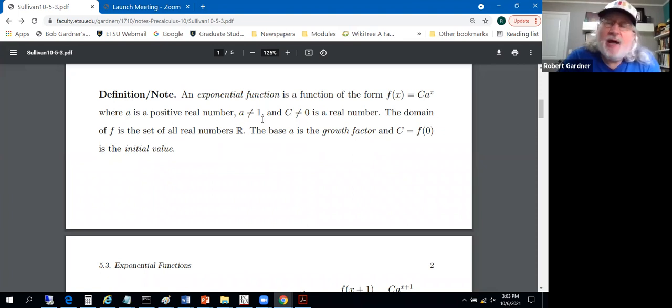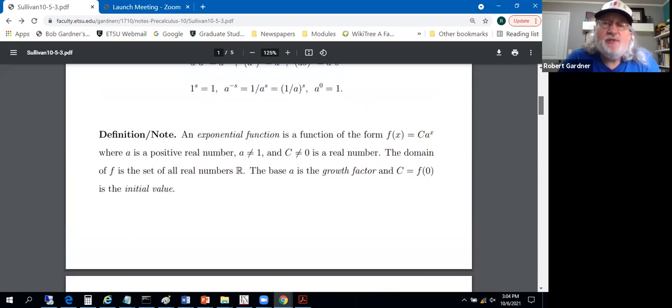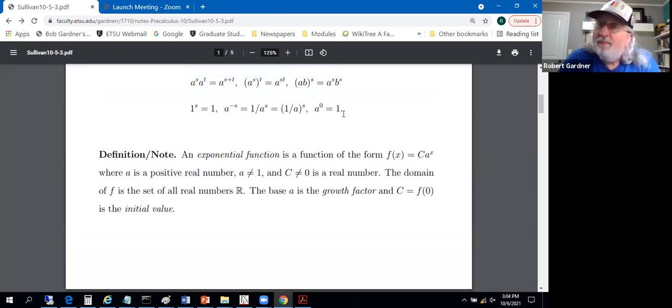And we're taking a not to be 1. If a is 1, we simply get 1 to the x power, and this reduces to the constant function f of x equals c. So not for theoretical reasons are we eliminating a base of 1. For pragmatic reasons, we're doing that. The domain of this function is the set of all real numbers. Any real number can be an exponent on a positive base. The base a is called the growth factor of a. And c is what we would get by plugging in x equals 0. f of 0 would be c a to the 0. And we just stated above, a to the 0 is 1, provided a is positive.